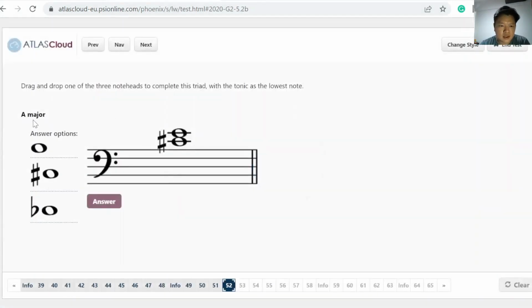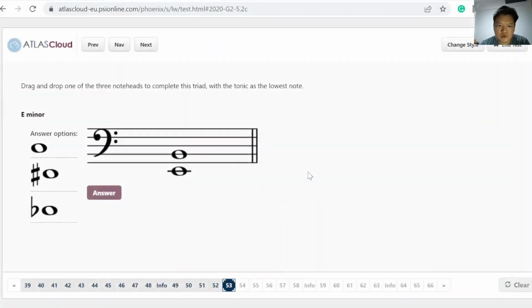Okay, next, I need an A major. The first note must be the A note, so I put an A note here. A, C sharp, E. Going on, E minor, so you have an E note here, and then I put the G note here. A lot of people get confused about why the G has no sharp, because E minor has an F sharp and a 7th note D sharp, correct? There's no G sharp. But if it's E major, then there is a G sharp.